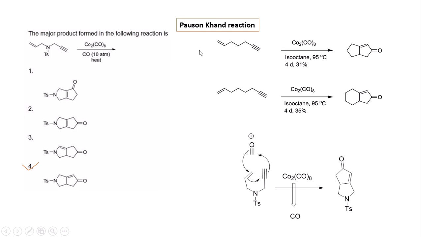Next is the example of the Pauson-Khand reaction. In the Pauson-Khand reaction, cobalt octacarbonyl is used, and the dimeric form of this cobalt octacarbonyl releases carbon monoxide, and it can add with carbon monoxide in that fashion to give the cyclopentanone intermediate. Here option 4 matches the cyclopentanone intermediate after the carbon monoxide addition. So option 4 is correct.